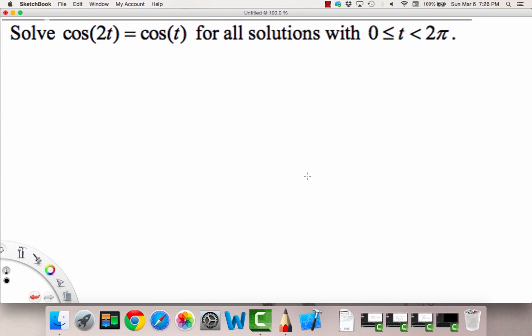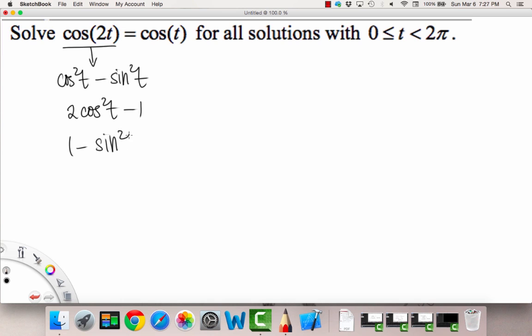Okay, so here's an example of a problem we could get that again calls for us to use the double angle identities. We're going to solve this equation for all solutions within 0 to 2 pi. We need to expand this into something that we know. So let's write down the three options we could use: cosine squared t minus sine squared t, that's option A, 2 cosine squared t minus 1, or 1 minus sine squared t. We'll decide which one to use based on the right-hand side.